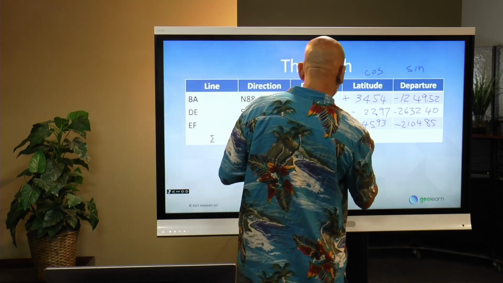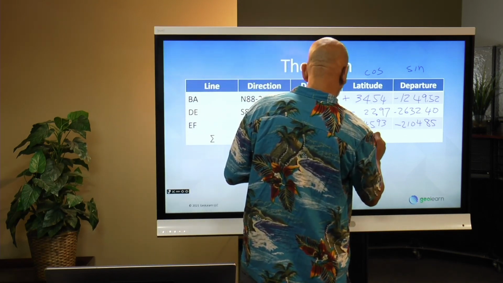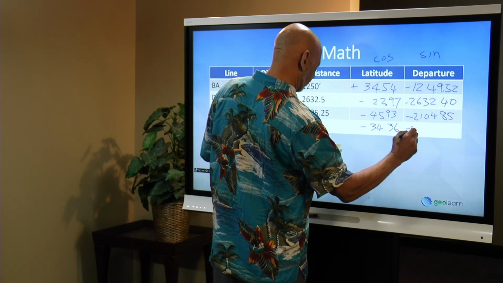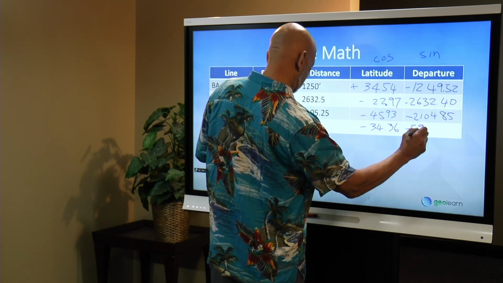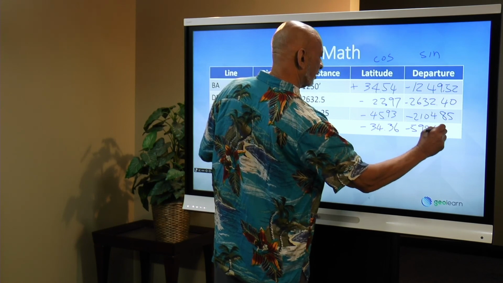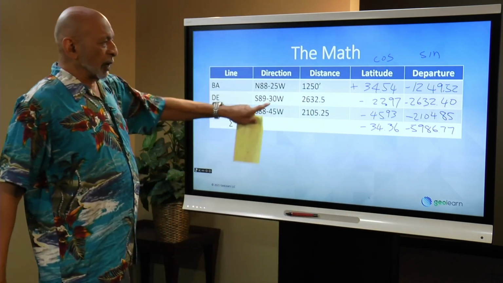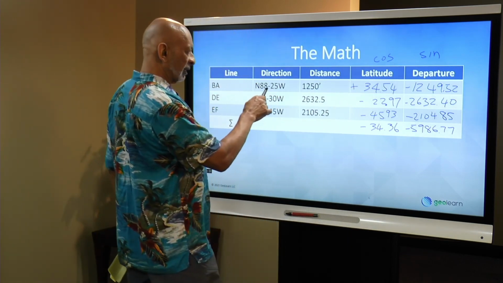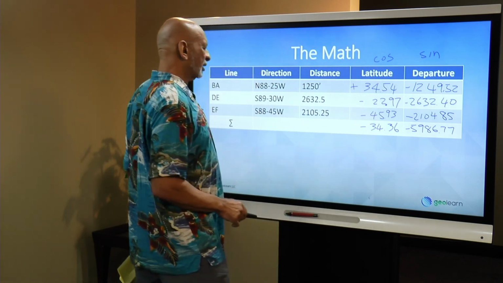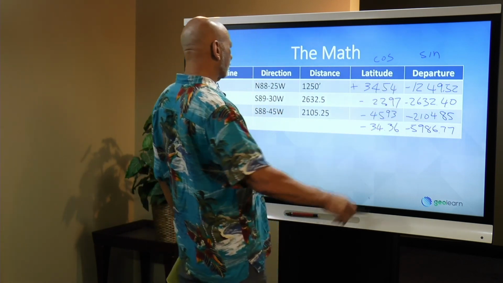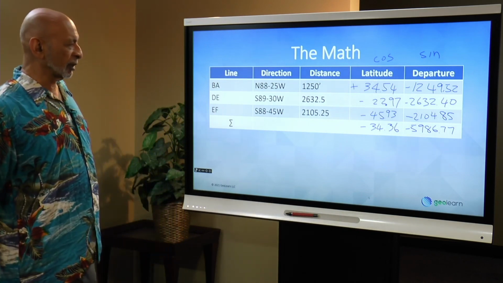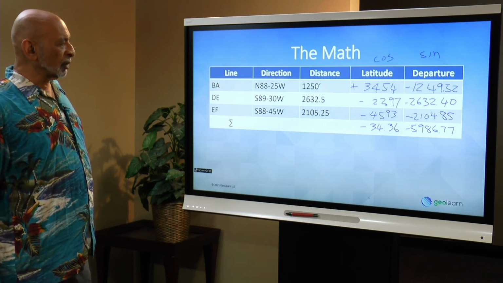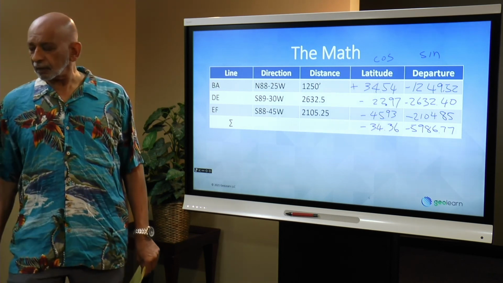So in this particular case, we get minus 34.36 and minus 5986.77. And this is why the signs are important, because obviously we have one positive, a northerly direction for one latitude, two southerly latitudes, but all three of the departures are westerly, so all three of them are negative. That's really important. Once you do that, you basically do the inversing.